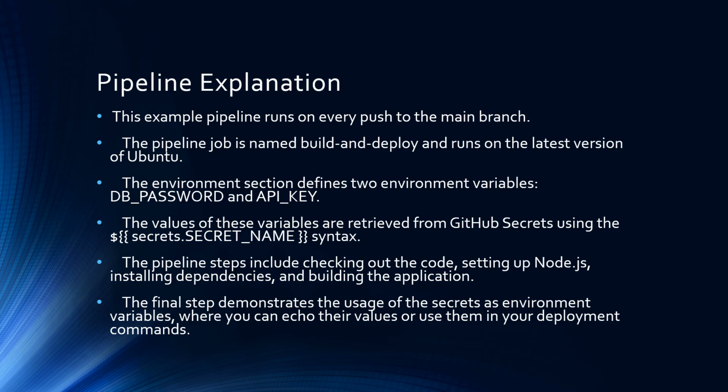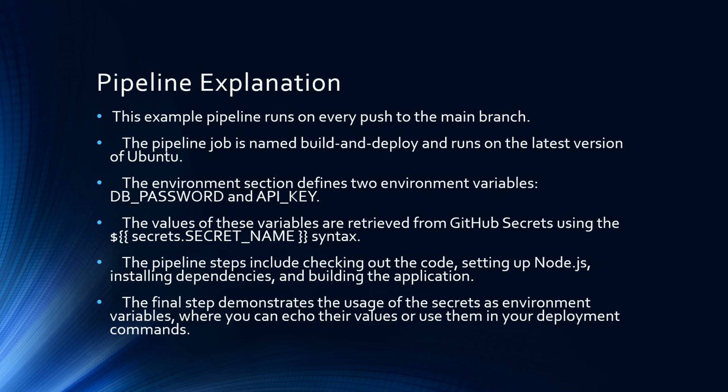The pipeline steps follow a logical progression: code checkout, Node.js setup, dependency installation, build process, deployment. Each step has access to the secrets it needs, but only within its specific context. This implementation of the principle of least privilege helps maintain security throughout the pipeline execution.